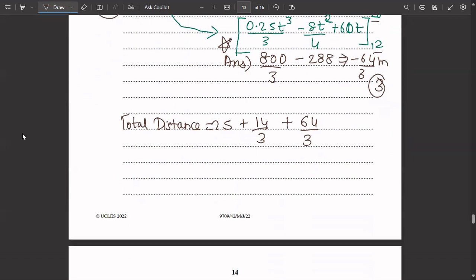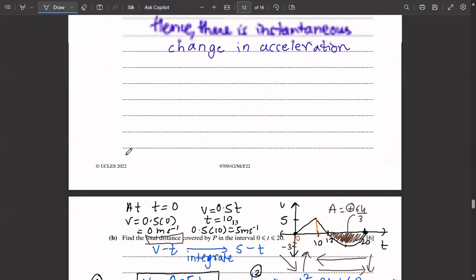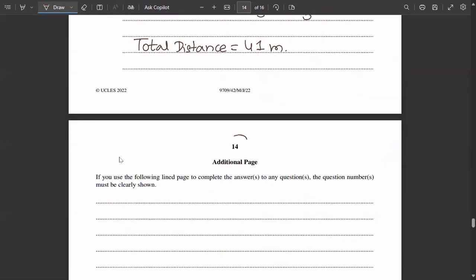So now if I put this in the calculator, 25 plus 14/3 plus 64/3, the value is 51. That means the total distance traveled is 51 meter. And we are done with this question, and we are also done with this paper. Thanks for watching.